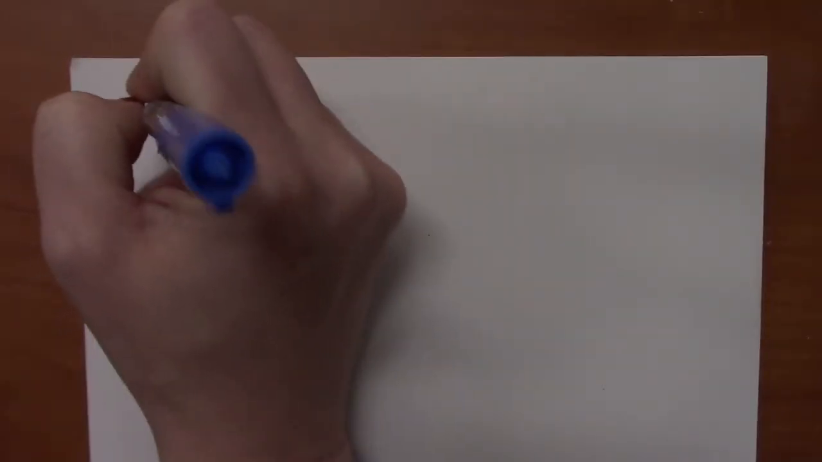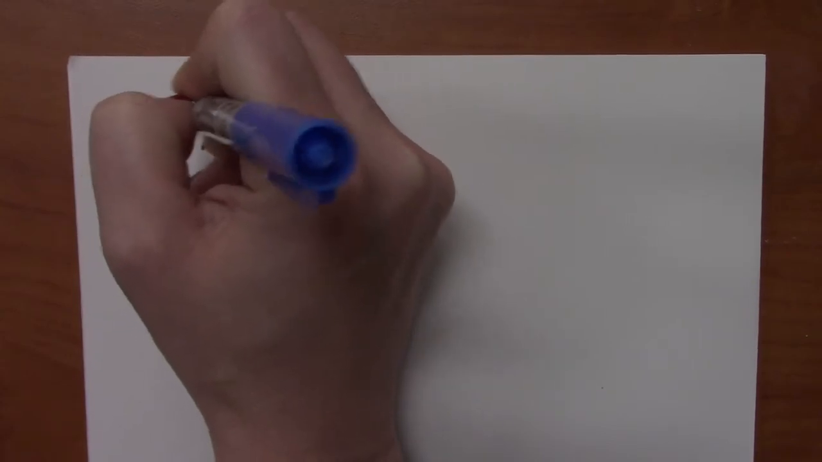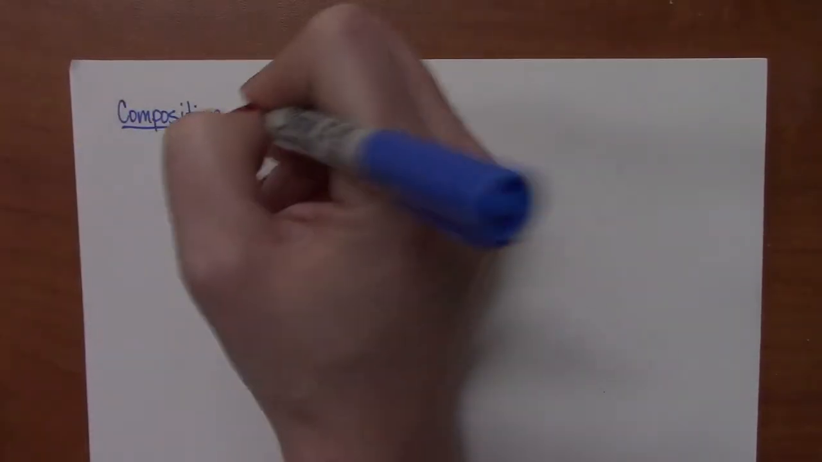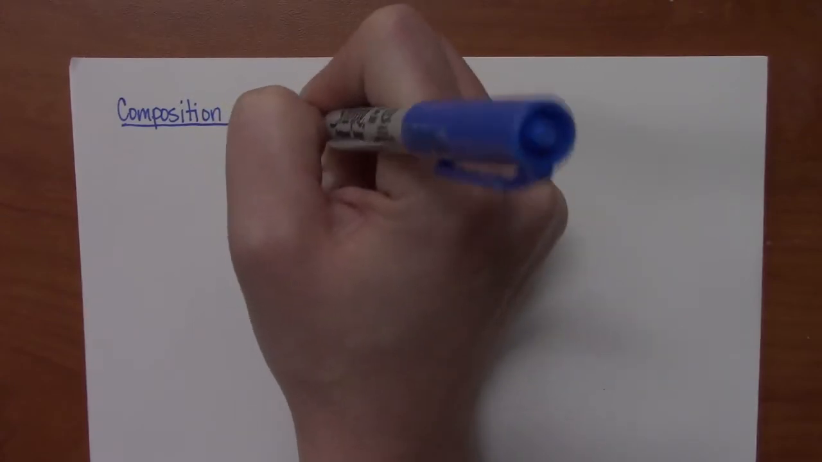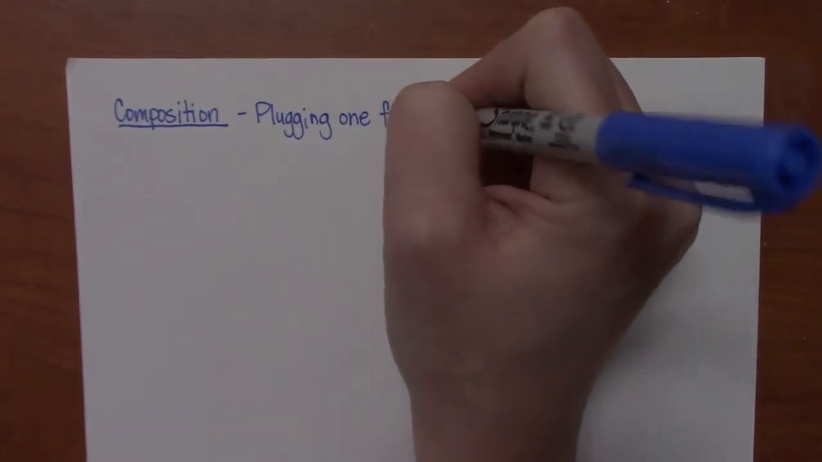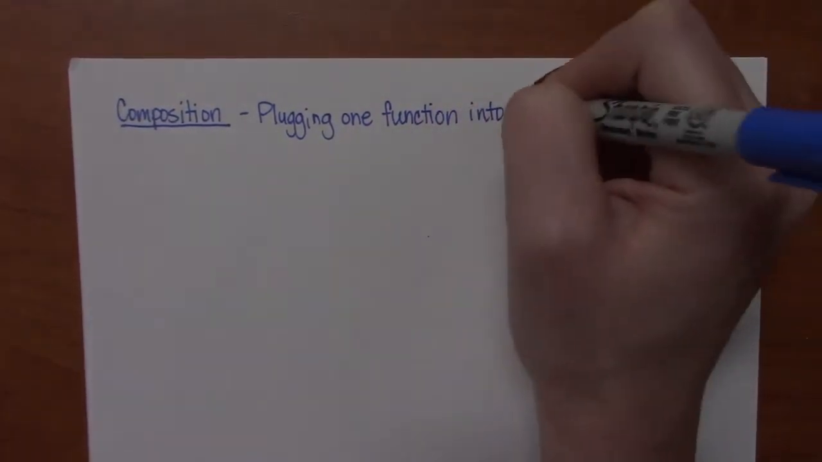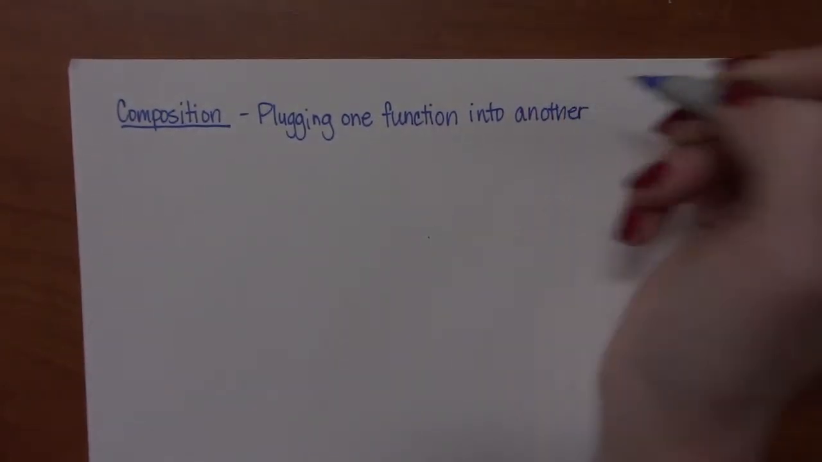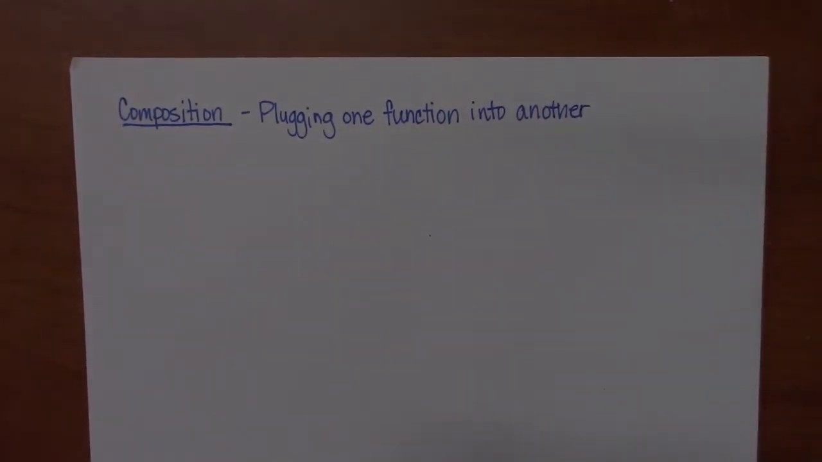The other thing we can do with functions is what we call compose them, okay? A composition is simply plugging one function into another. And this is a little bit different. Because we said that functions can be expressed in 3 different ways, they can be equations, they can be tables, and they can be graphs.